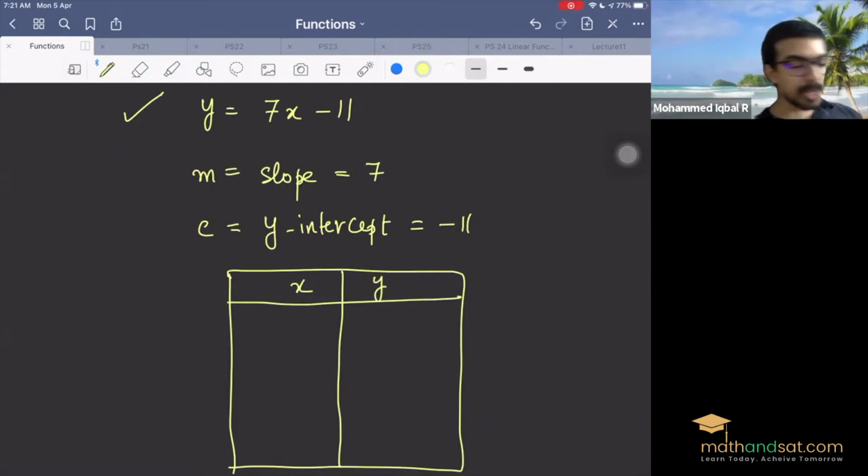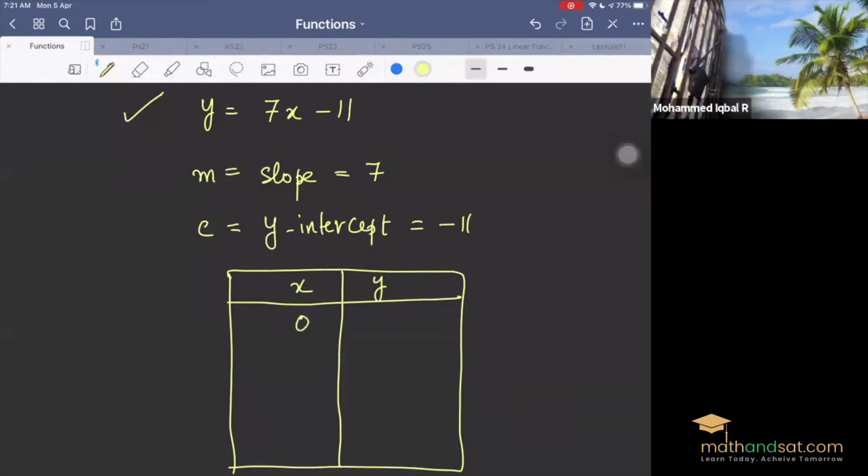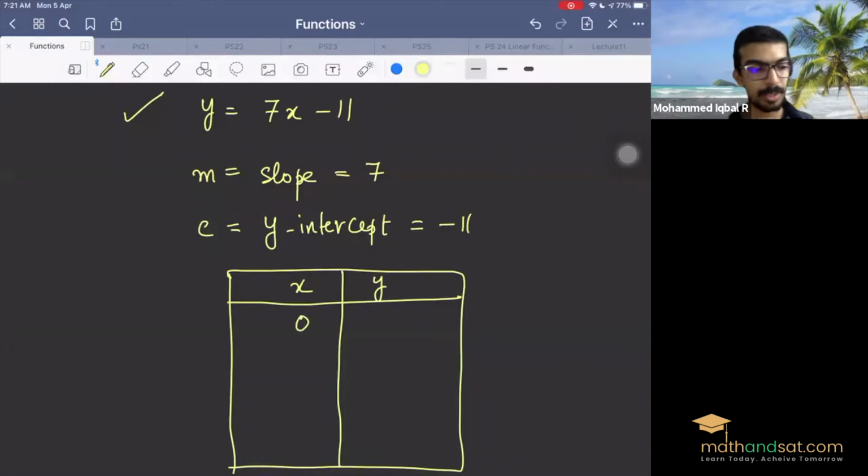If I give 0 as the input, tell me what the output will be. If you put x is equal to 0 as the input, in this particular function, your y value is going to be minus 11.